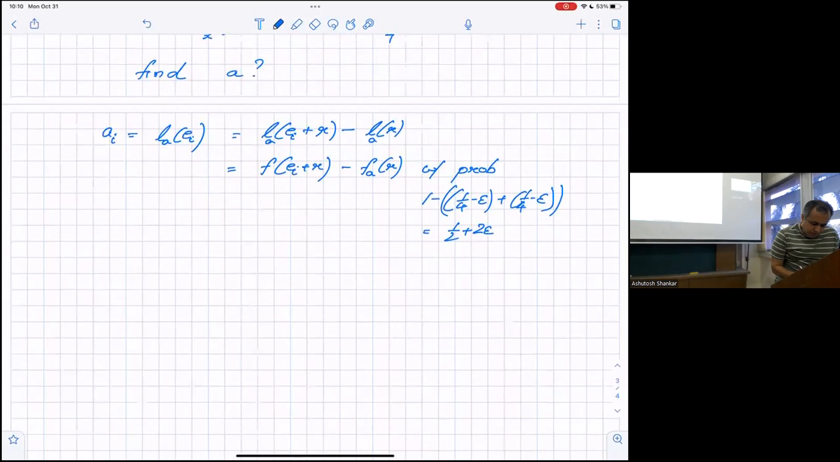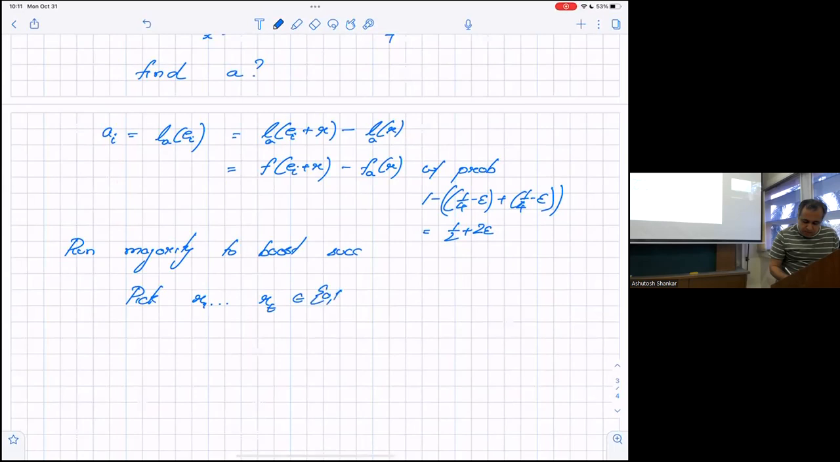Do the following instead, to boost the probability, that is, pick R1, R2, up to RT in 0,1 to the K, then set AI to be the majority of F of (EI plus RJ) minus F of RJ. And this is going to be pretty good.